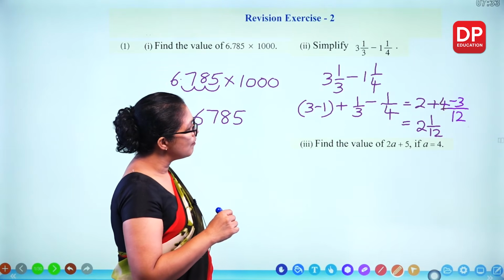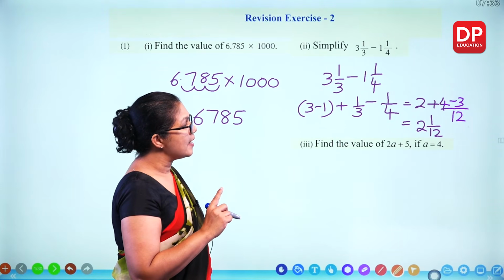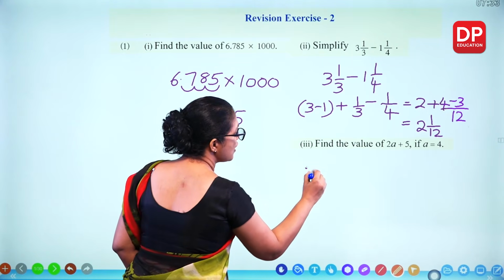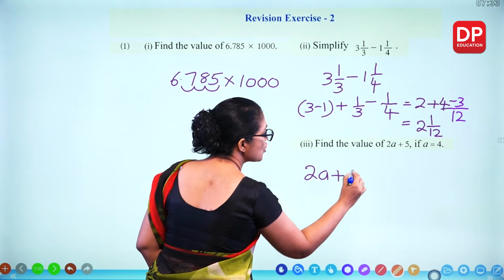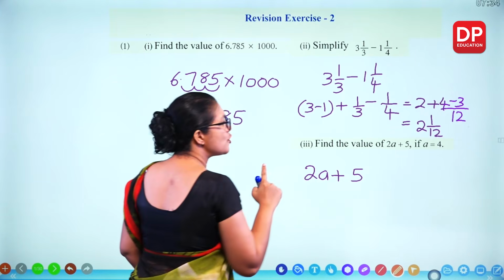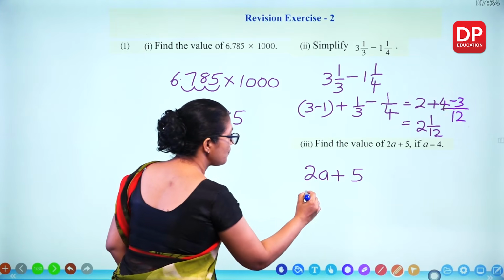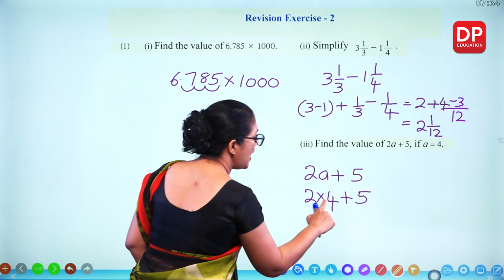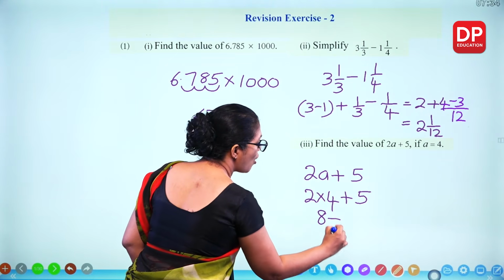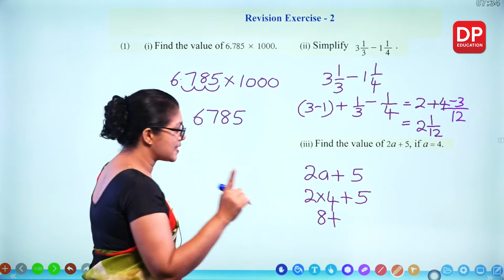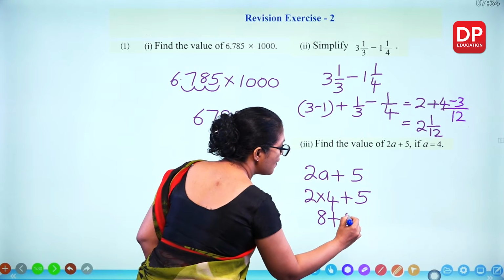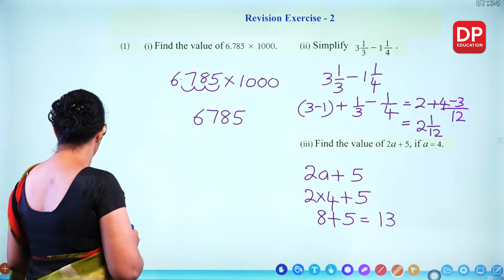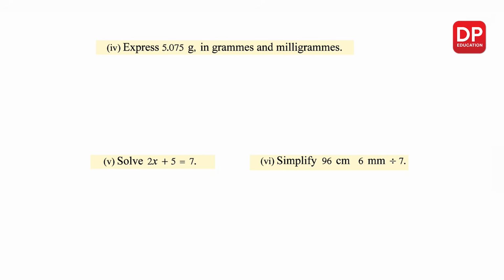Third part, find the value of this when a equals 4. So what you do, you take the algebraic expression, substitute a equals 4. So 2 times 4 plus 5, 8 plus 5. According to BODMAS, multiplication first, then 8 plus 5, you get 13.